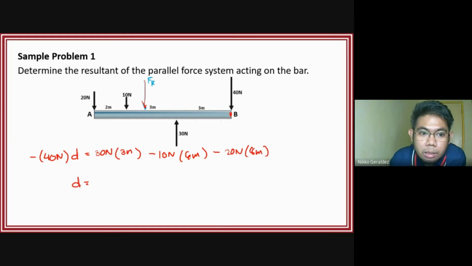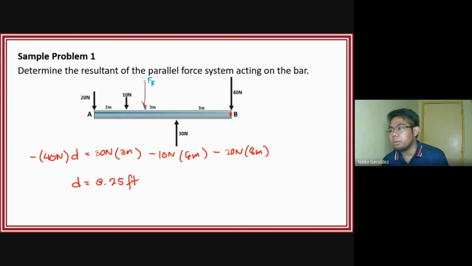So D is equal to 30 times 3 minus 10 times 6 minus 20 times 8, divided by negative 40. So that is equal to 3.25. So ganito, no? So ganun lang ang pagkuha ng direction or position ng resultant force kung meron kang parallel force system.